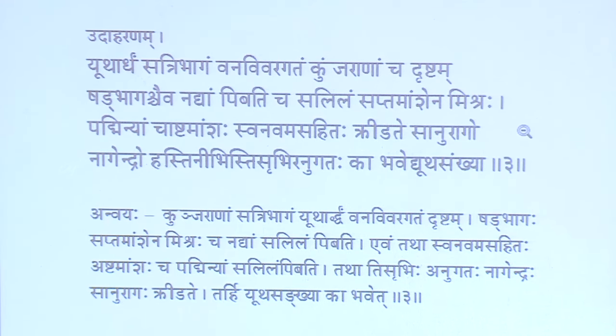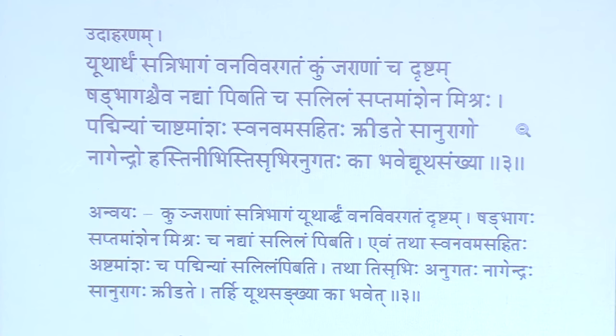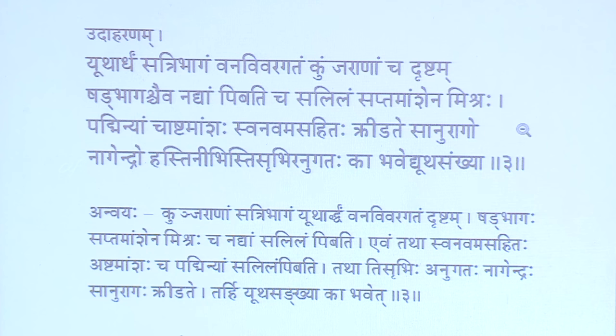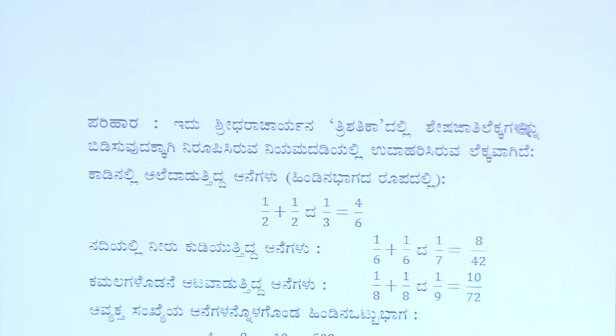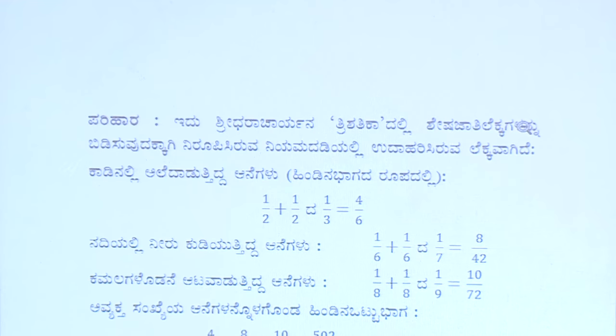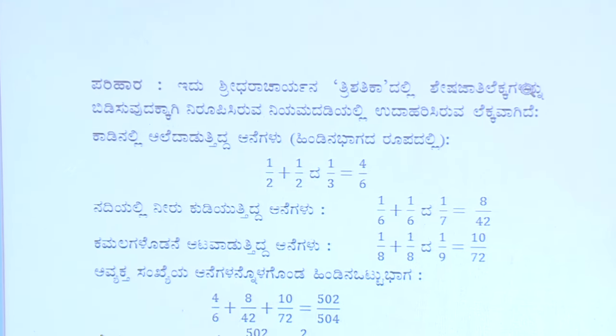He was a great poet. He uses the skill of a poet there. Padmini means Kamala, and Padmini also means shield. So Shreshtha is there. The next is the solution of it. Now, this is the problem taken from Sridharacharya, from his Trishatika.